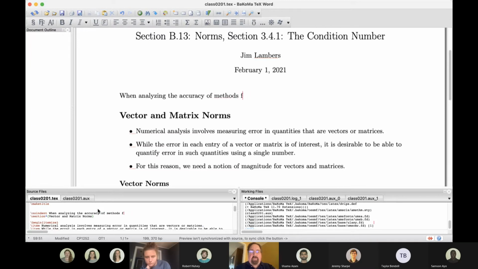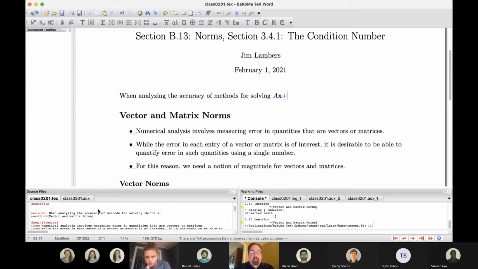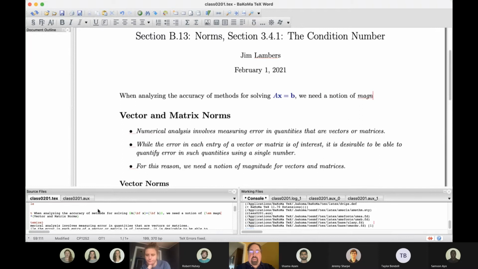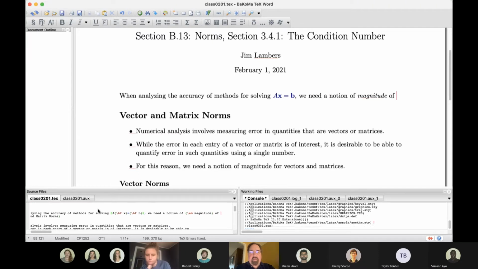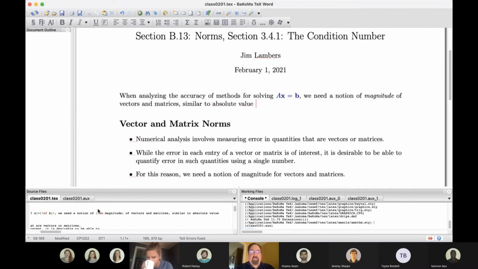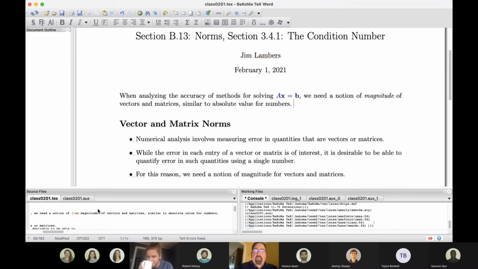So for such analysis, and also for a great many other situations, we need some way of describing the magnitude of vectors and matrices that play the same role as absolute value for numbers.